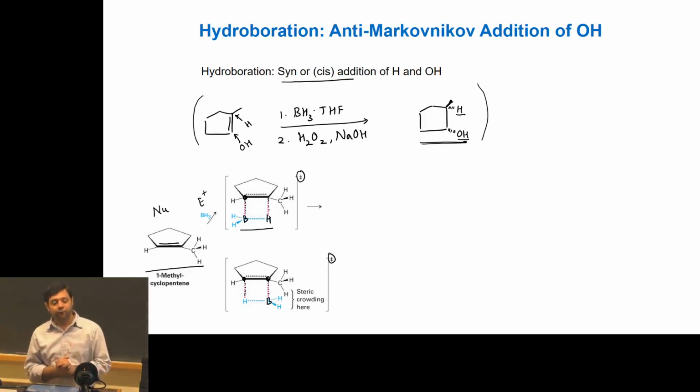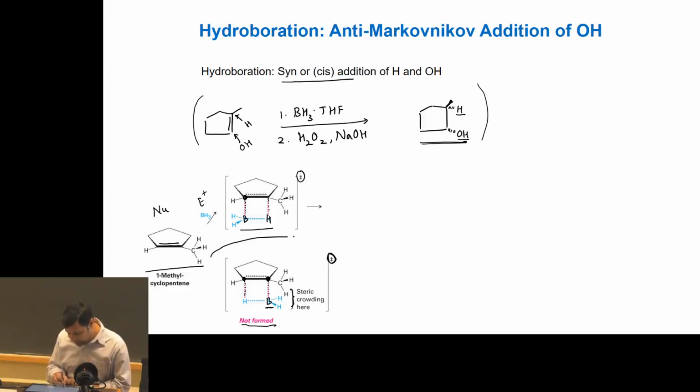Now as you can see here, when it comes this way, where the BH2 is towards the more substituted carbon, there is steric crowding. Groups are fighting for space. All right? So there is electron repulsion between those two large groups. And therefore this transition state is higher in energy and it is therefore not formed. So the reaction predominantly takes this path, because there is no steric repulsion there when the BH2 goes to the less substituted carbon of the double bond.